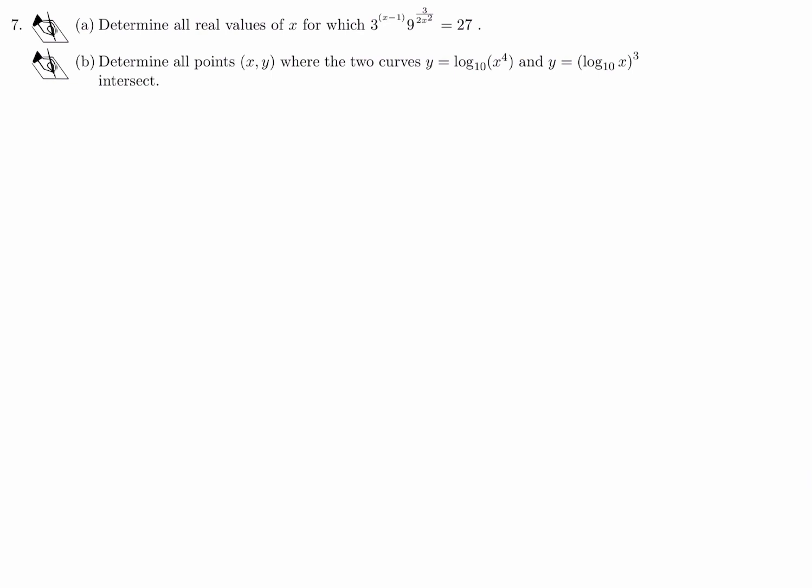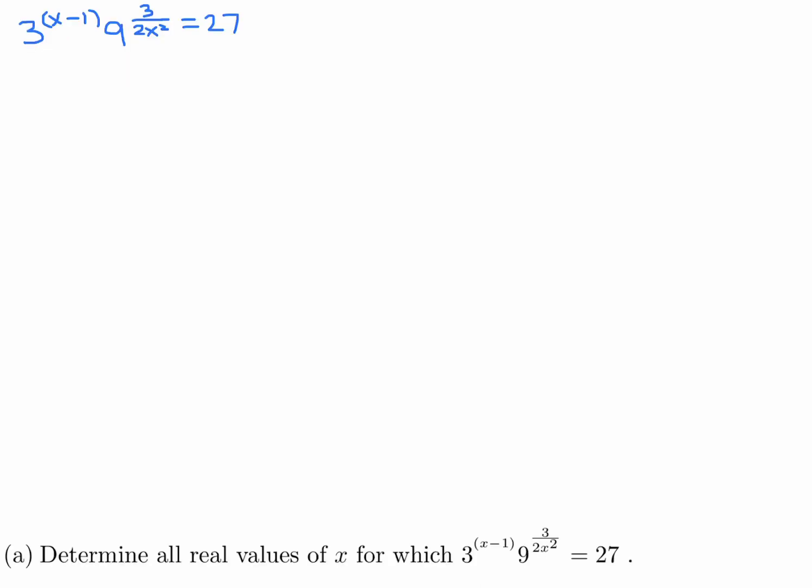Determine all real values of x for which 3 to the power of x minus 1 times 9 to the power of 3 over 2x squared is equal to 27. So obviously we've got to get everything in terms of 3. This is already in terms of 3. Make this 3 squared, and that is going to be 3 to the power of 2x squared. And 27, of course, is 3 to the power of 3. So this now becomes 3 to the x minus 1, and then this is 3 to the 3 over x squared, because those 2's cancel when you multiply. And that's 3 to the power of 3.